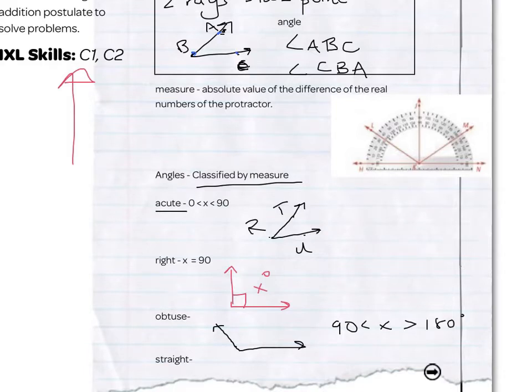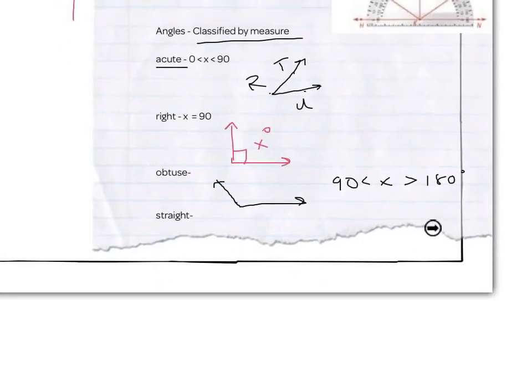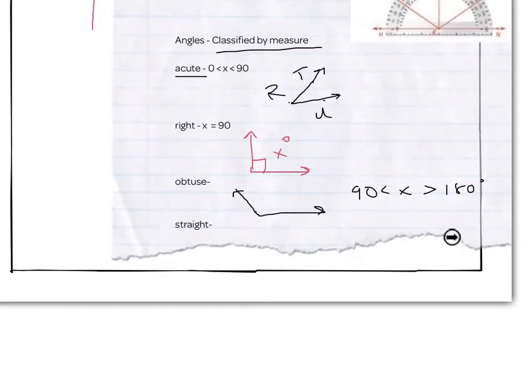And our last but not least angle is going to be a straight angle. And a straight angle is kind of cool because if you look at it, it's literally straight. It is a straight angle. It encompasses 180 degrees.